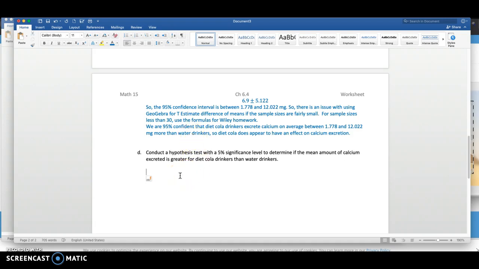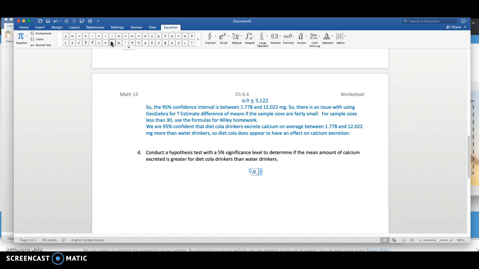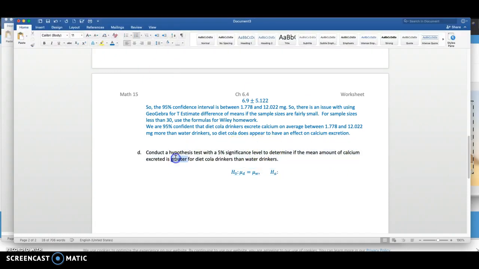Okay, so I'm going to start by setting up the hypotheses. H sub 0: let's call mu sub D for diet cola drinkers is equal to mu sub W. And I want to write the alternative hypothesis. We want to know if the mean amount of calcium is greater for the diet cola drinkers. So for the alternative hypothesis, we're going to let mu sub D be greater than mu sub W.